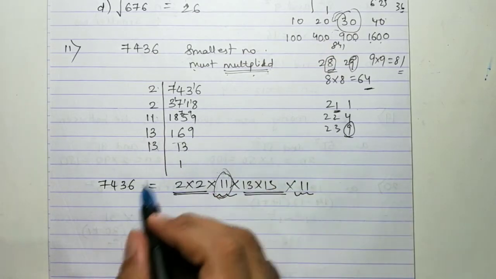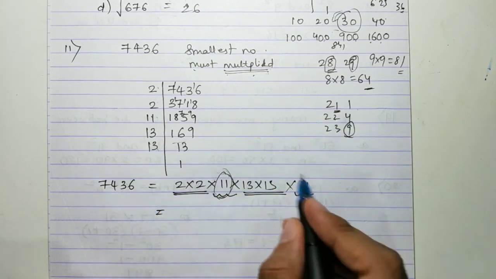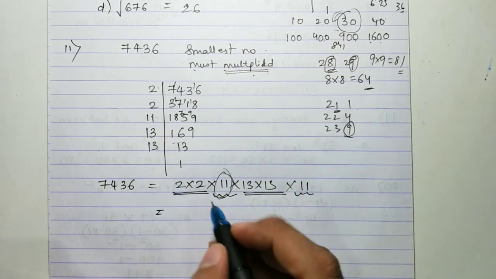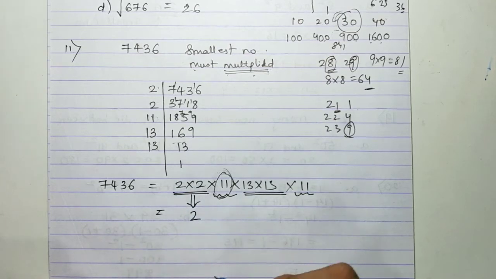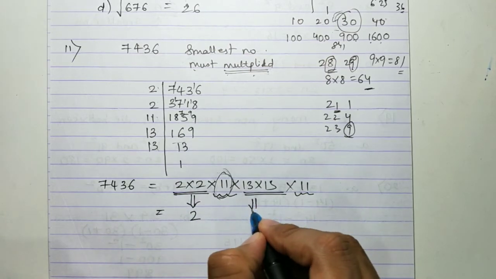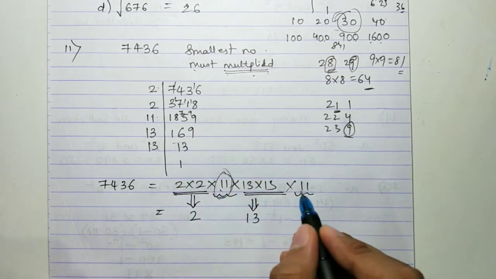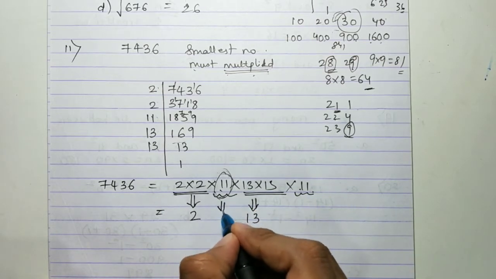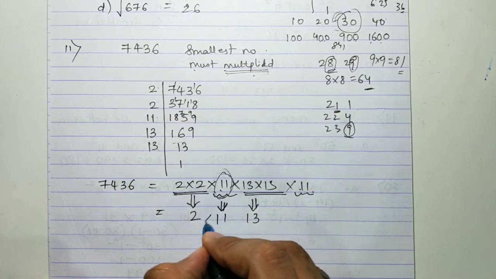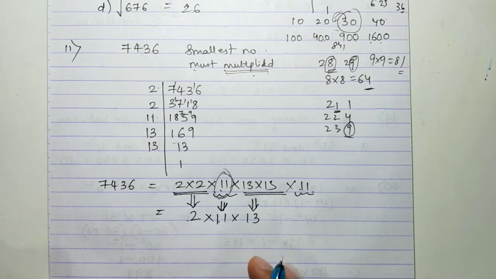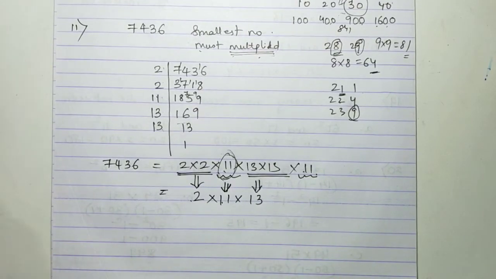Okay, and now I have to find the square root of this new number that we got. So make pairs, so one 2 will come from this pair, 13 will come from this pair, and for both these 11s, one 11 will come down. Okay, so my answer will be 2 into 11 into 13, that is 286.